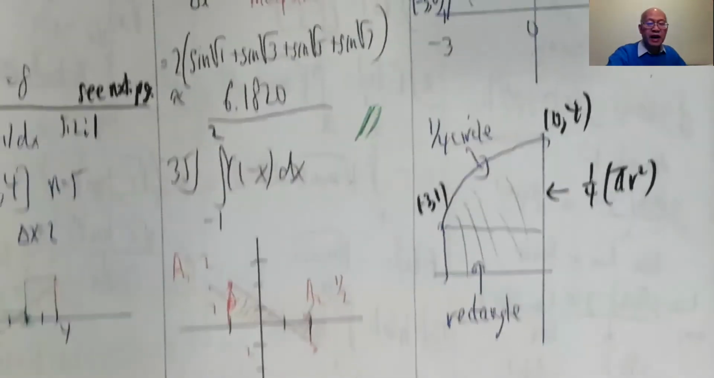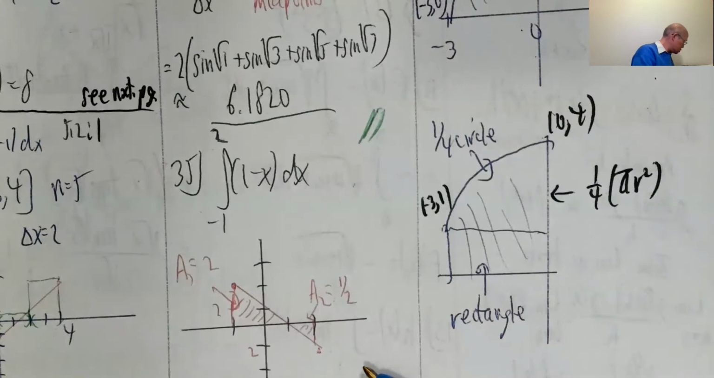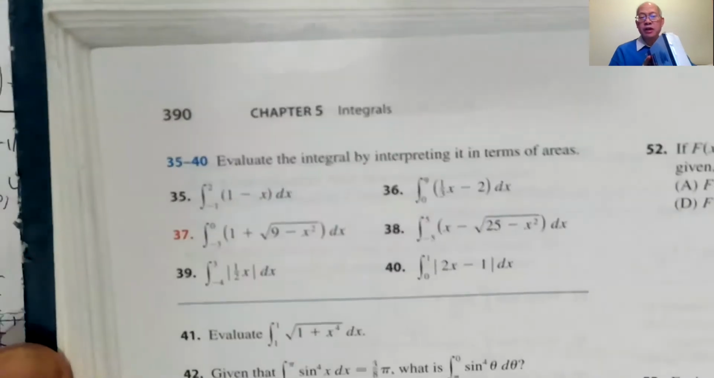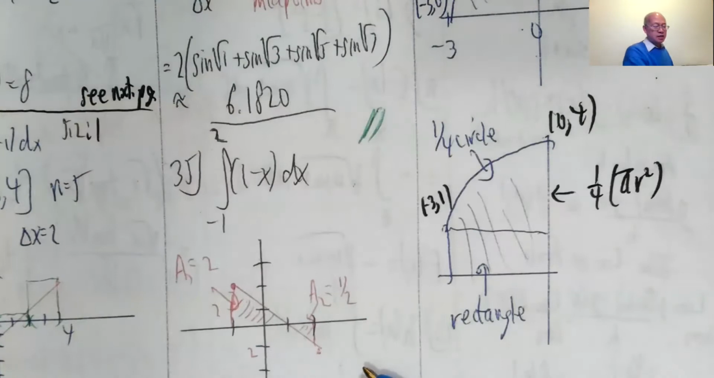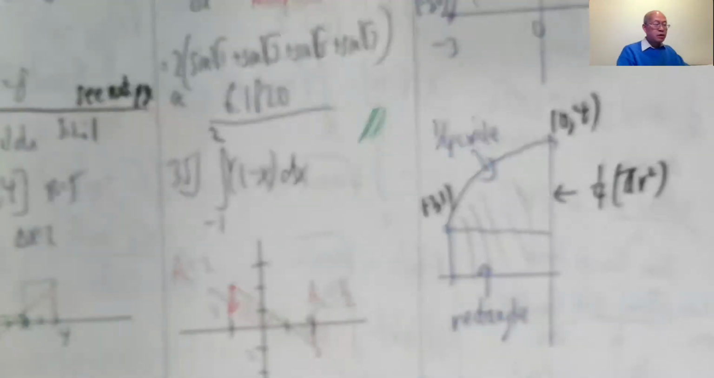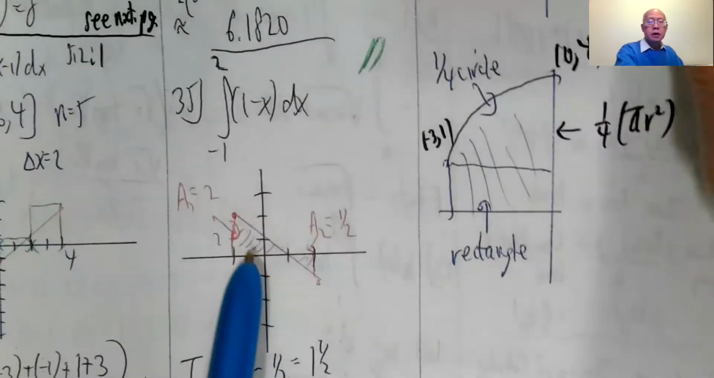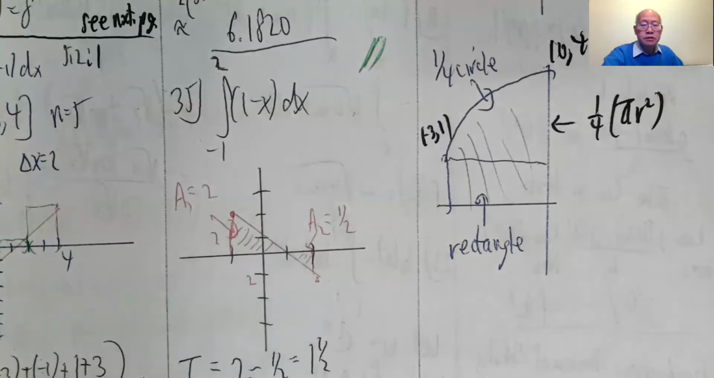Okay, and going all the way to 35. They're asking you for the exact answer by interpreting in terms of areas. Integral from -1 to 2 of 1 minus x dx. Well, here's what the graph looks like. We've got triangles. We know how to find areas of triangles.